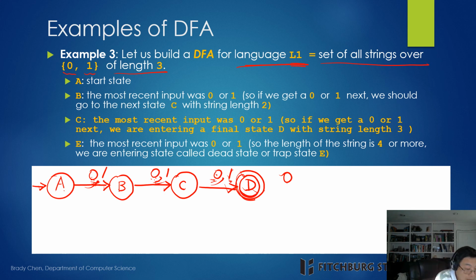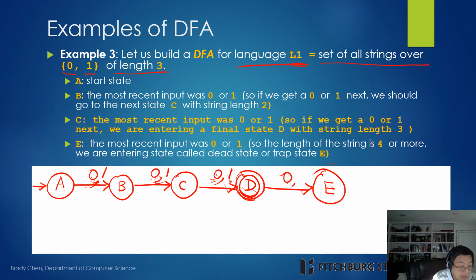So that means if we continue to have an input character from state D, we reach another state. Now that state is a rejecting state, so we're not going to accept it.